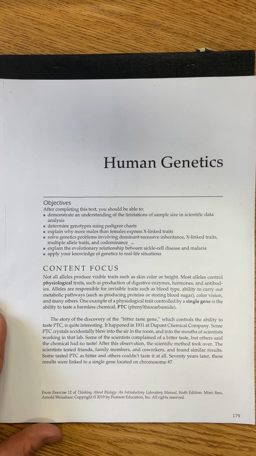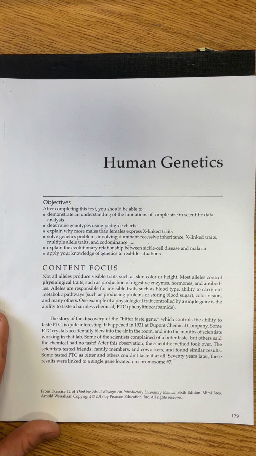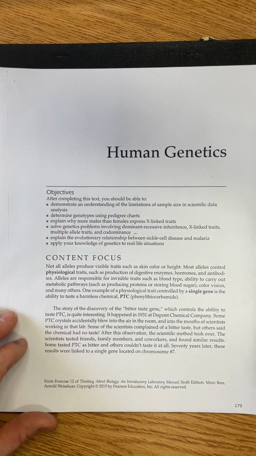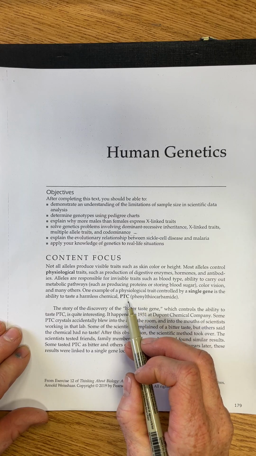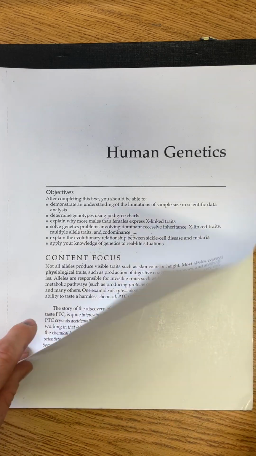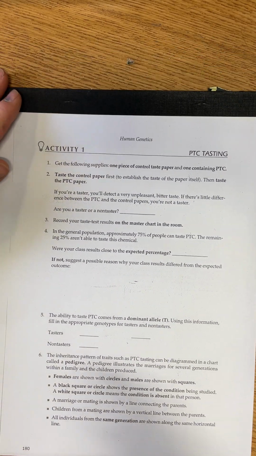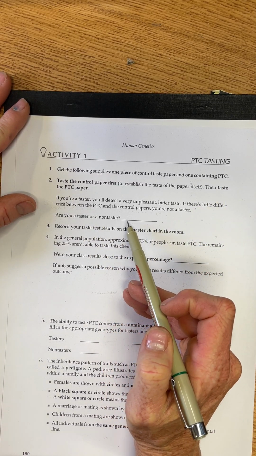Okay, so this is a video that's going to guide you through some of the problems for our human genetics lab. So the first activity, we're not going to be in class. So the PTC is a compound that some individuals can taste and some can't. If we were in class, you would all be given a piece of paper and you would say, can you taste the paper or not? And you would write that down. Are you a taster or a non-taster?